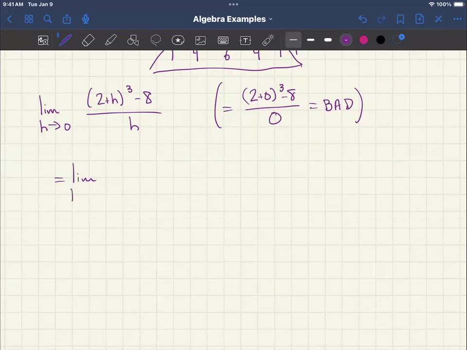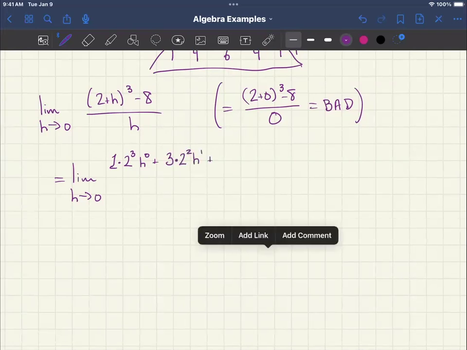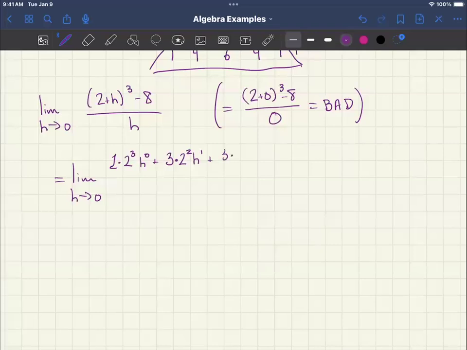And I'm a stickler for writing out my limits out front each time. Here our a is 2, so we're going to have 2 cubed, and our coefficient is going to be 1 times h to the 0, plus our next coefficient is 3 times 2 squared h to the first power, plus our next coefficient is 3 times 2 to the first power h squared, plus 1 times 2 to the 0 h cubed.